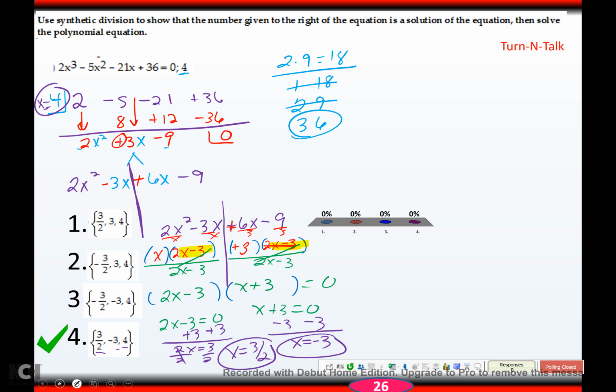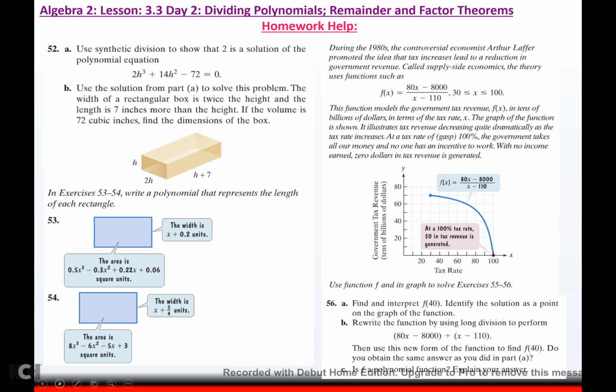Okay? And if I look at the graph, there's my negative 3, there's my positive 4, and 3 halves is 1.5, which is halfway between 1 and 2, which is right there on the graph.